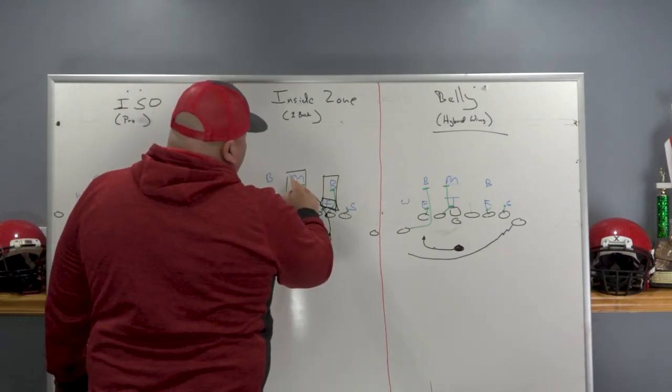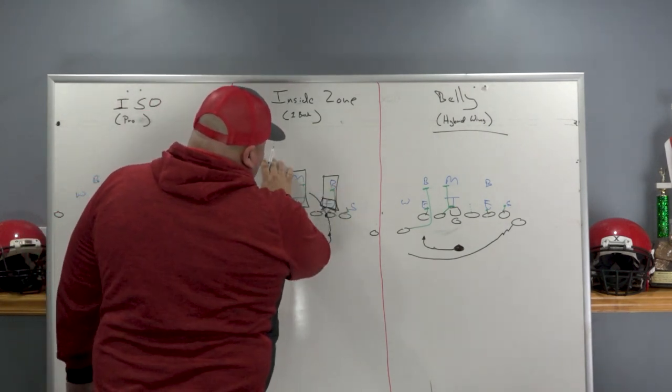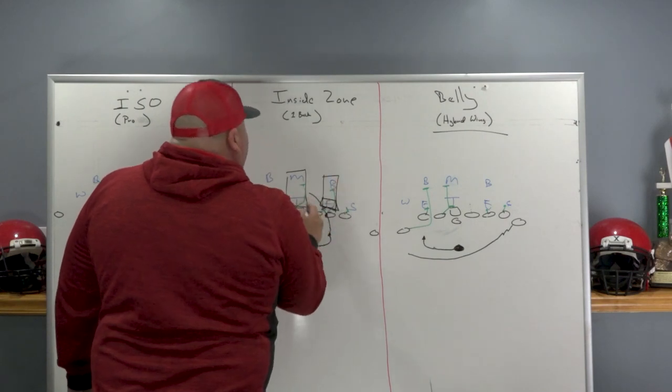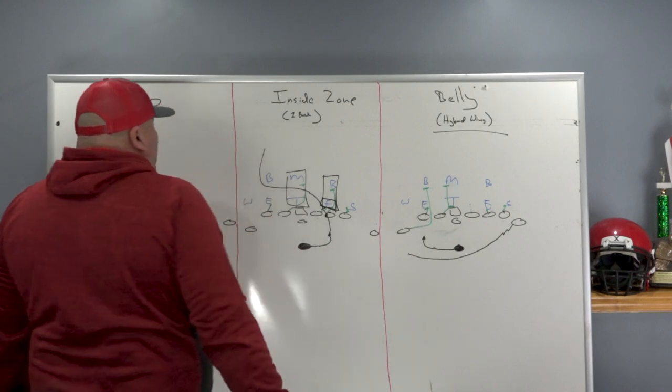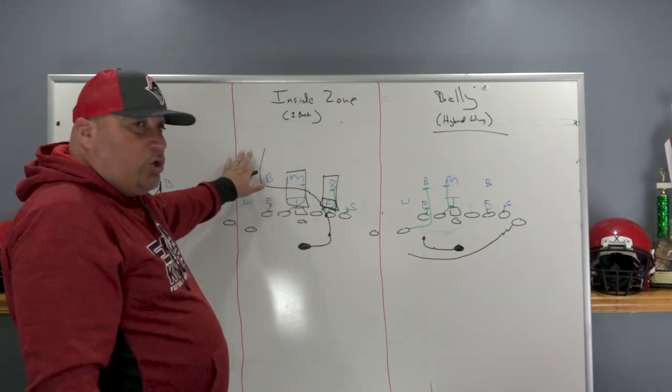If he starts seeing fuzzy vision from linebackers interfering, he has to be able to read what's coming and bend the ball all the way to the backside.